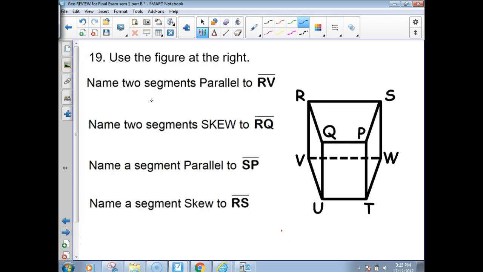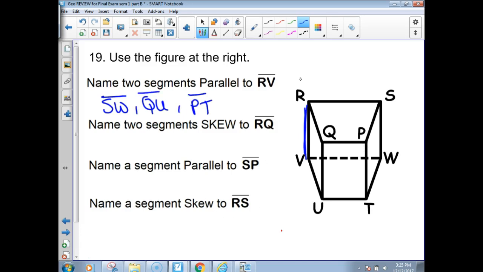Okay, now we're going to try to find all the segments parallel to RV. RV is here. Anything parallel must run in the same direction. So SW. Got another one? QU. PT. Okay, those are the only 3. So you had to have 2 of those 3.